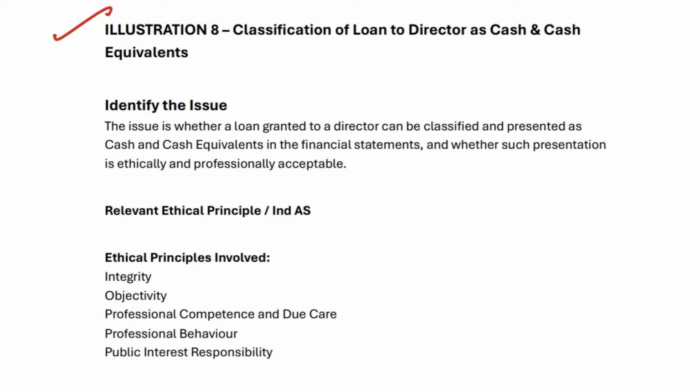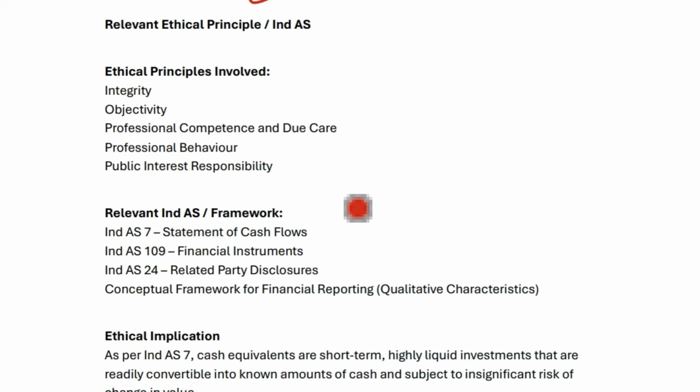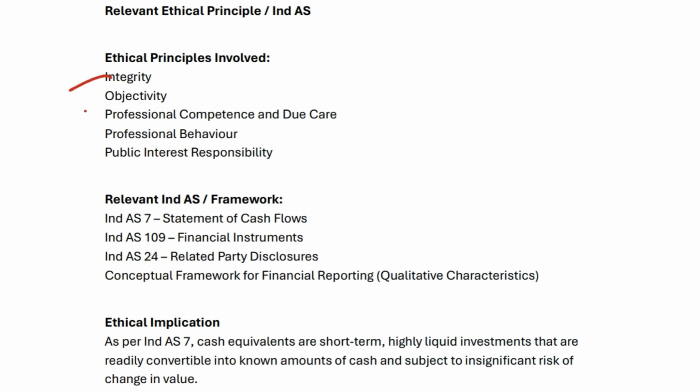Illustration number 8. What is the issue? Classification of loan to director as cash and cash equivalents. Now you have given a loan to a director, and the loan is being treated as cash and cash equivalent. Is it correct? No, because what is cash and cash equivalents? I will just explain whether such presentation is ethically correct or not. That is the question. We have identified the issue. Now these 5 points you can write.